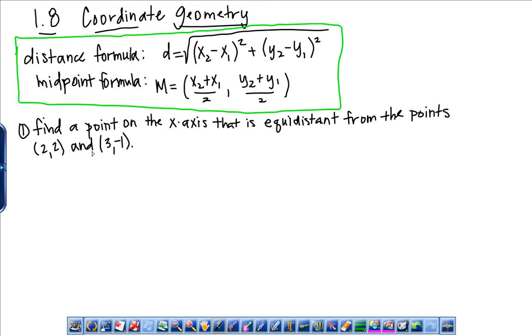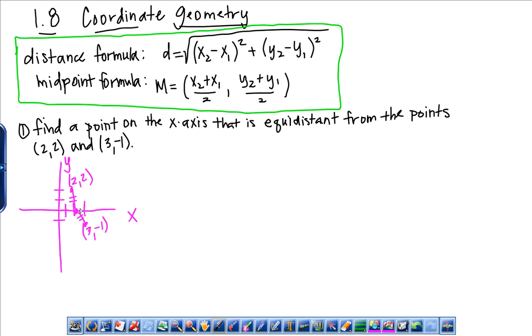Okay, on number 1, it says find a point on the x-axis that is equidistant from the points (2, 2) and (3, -1). Okay, let's draw these points on an axis. So let's plot (3, -1) and (2, 2). And I want these to be equidistant. So it looks like it's going to be around that point right there. So here's (2, 2), and here's (3, -1).